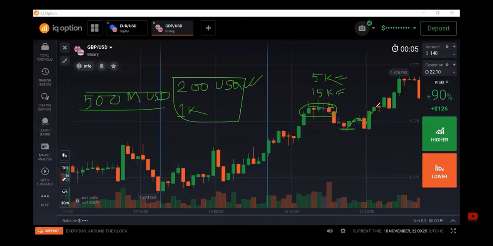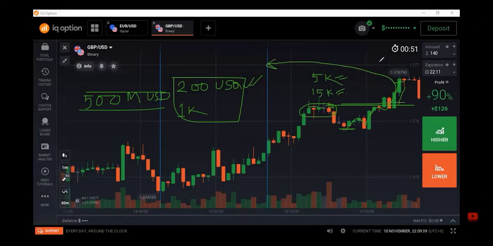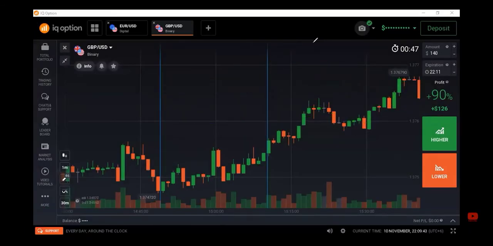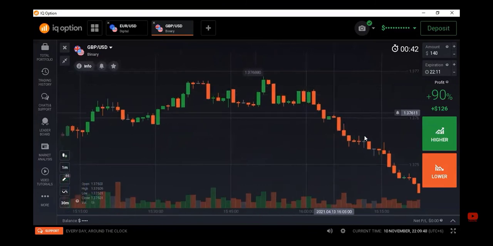So when they came to a break even point, that means no profit, no loss, or a little bit of profit, they go out from the market. And when they go out from the market, see here, this is the market condition. Market again falls down.